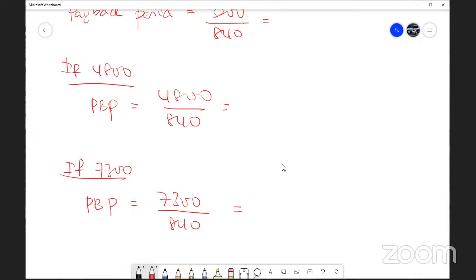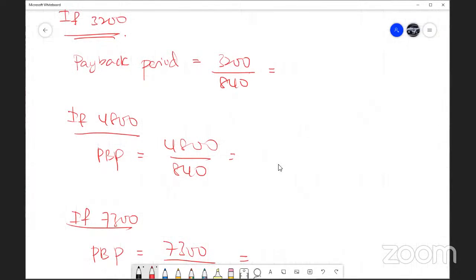Okay, so let's count one by one. 3,200 divided by 840. How much do you get? You get 3.809 or 3.81 years. This one, 4,008 divided by 840, is 5.71 years.